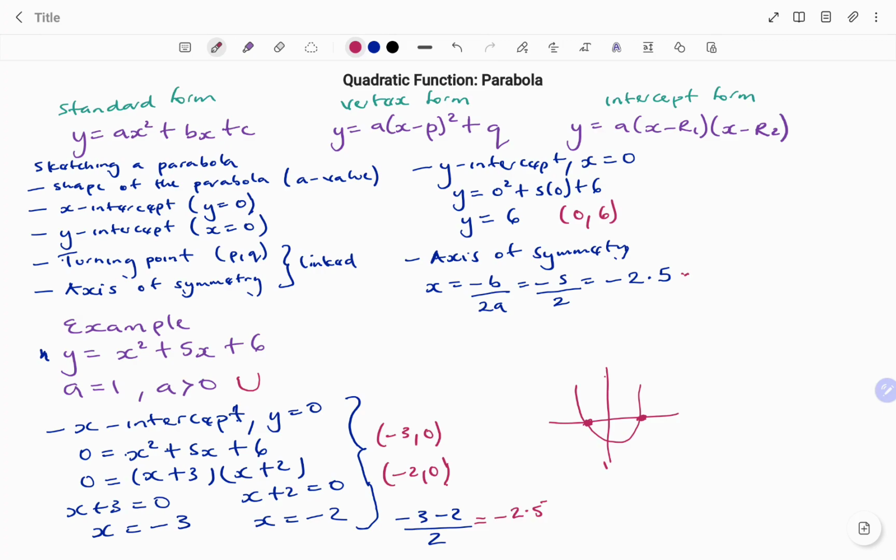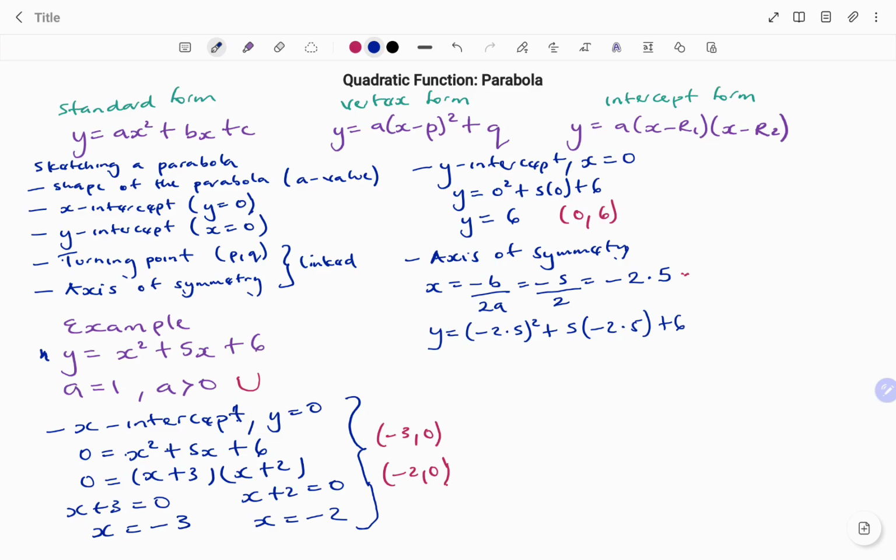Also, if I'm looking for my y value for my axis of symmetry, I'm going to slot in the value of x, which is minus 2.5. So that means y equals, for every occurrence of x, I'm going to replace it with minus 2.5, squared, plus 5 in bracket minus 2.5, plus 6. If you punch that in on your calculator, you're going to have y equals minus 0.25. So the coordinates will be my x value, minus 2.5, and my y value, minus 0.25.